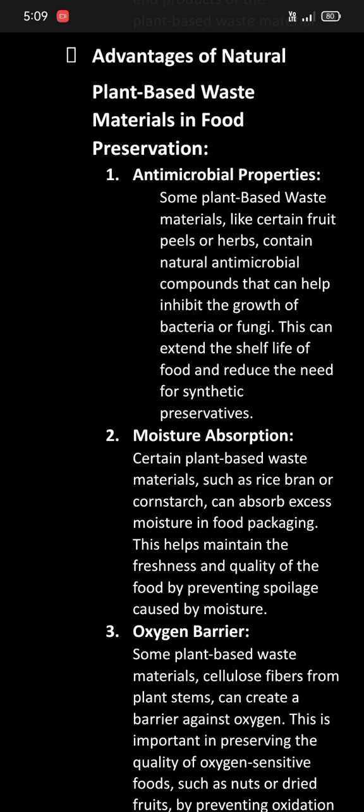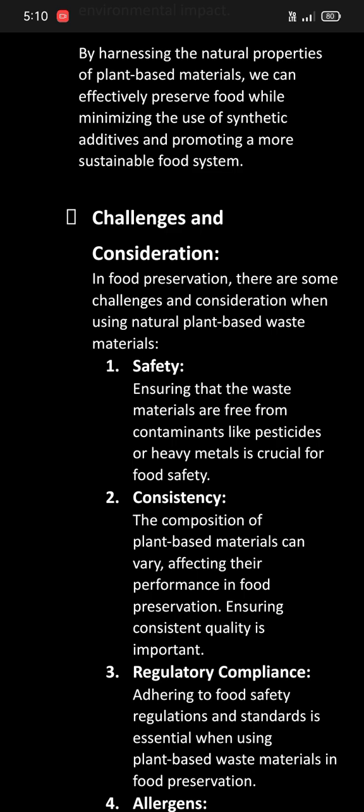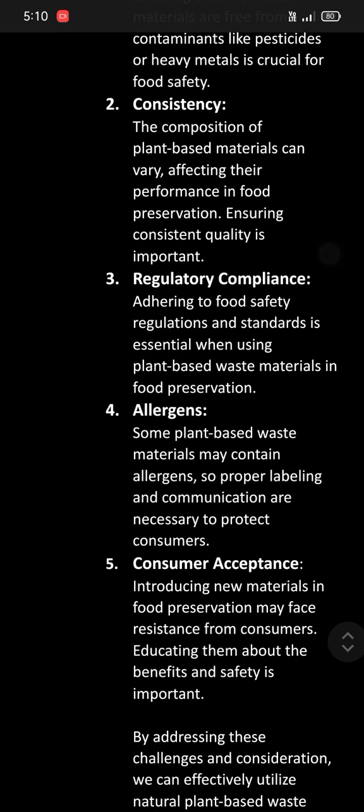First is antimicrobial properties, second moisture absorption, third oxygen barrier, fourth sustainable packaging. Next is challenges and consideration. In food preservation, there are some challenges and considerations when using natural plant-based waste material. First is safety, second is consistency, third regulatory compliance, fourth allergens, fifth consumer acceptance.